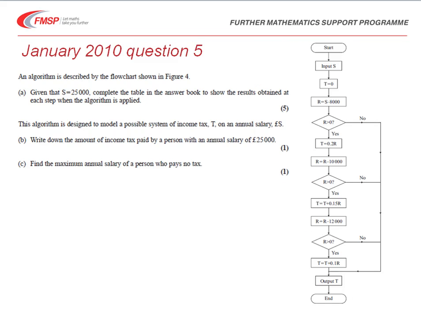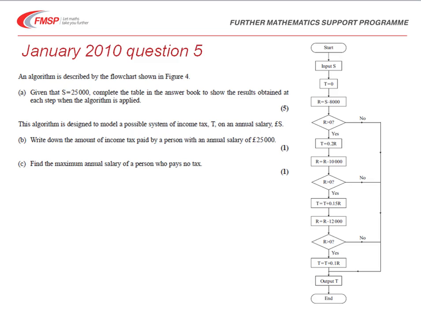The first question I'd like to look at is one based on a flowchart. Just reading through the question, we're told that the algorithm described by the flowchart is in figure 4, that's the right hand side here, and that given a value of s equal to 25,000, we're asked to complete the table which is in the answer booklet. That will be on the next slide, to show the result obtained at each step when the algorithm is applied.